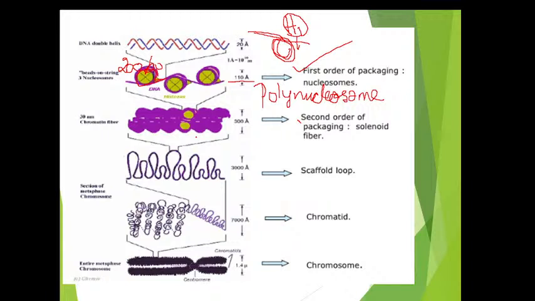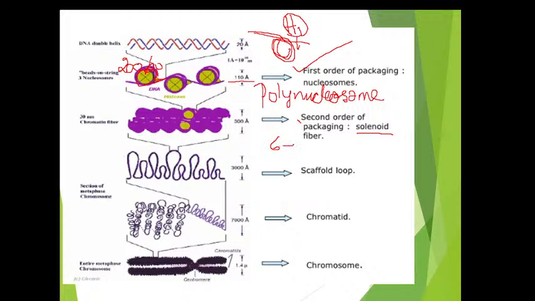This 30 nanometer fiber appears to form a condensation of the 11 nanometer fiber, and that is known as the solenoid structure. This is called a solenoid arrangement. In this solenoid structure, many nucleosomes again undergo twists and turns, or scaffold reduction, to form a solenoid structure. In one solenoid, 6 to 7 chromatosomes are present.